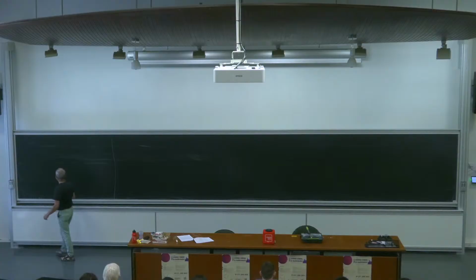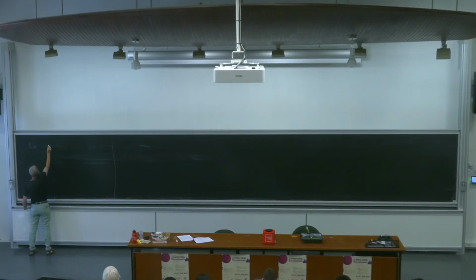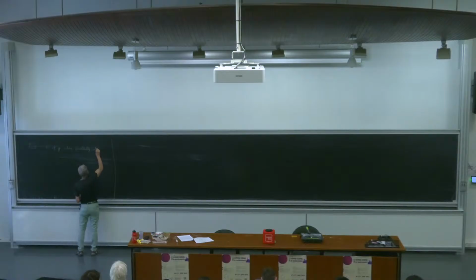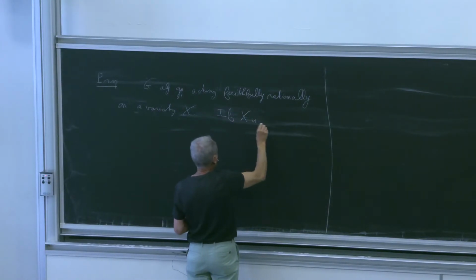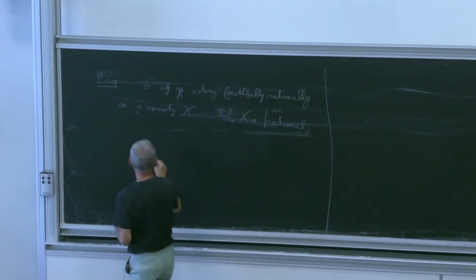Okay, let me recall where we left off. There was a proposition saying that if you have any algebraic group G which acts faithfully and rationally on the variety X, and if X is rational, or actually rationally connected, then G is linear.